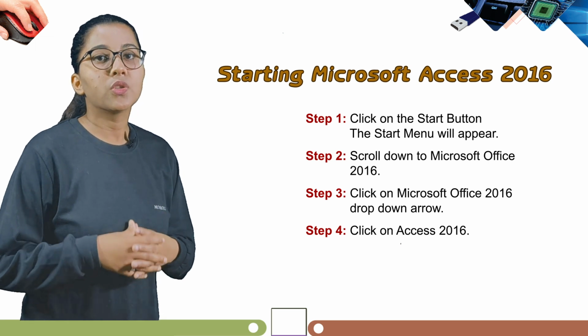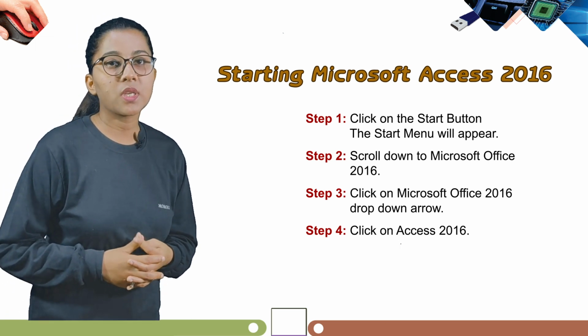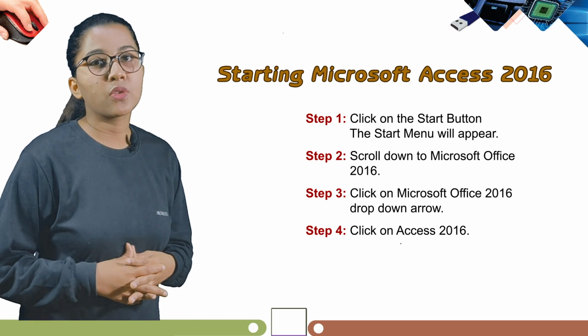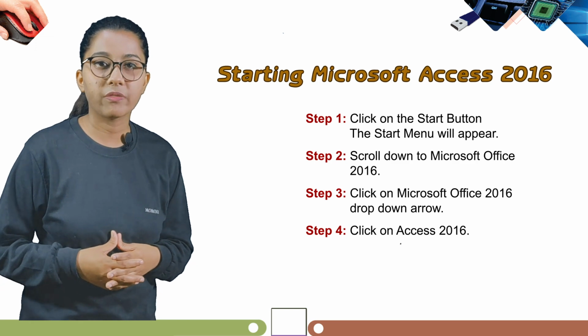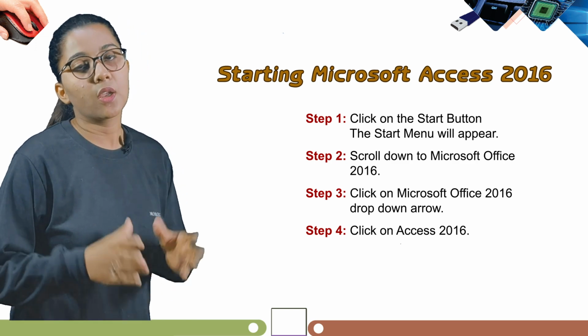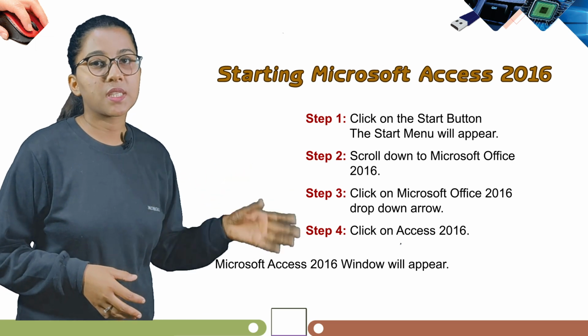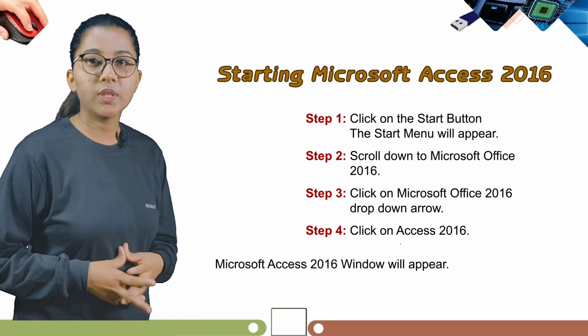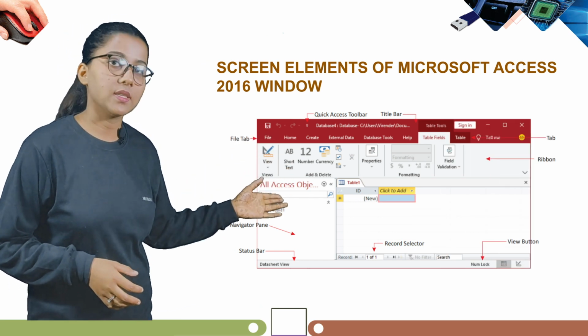Now step 2, scroll down to Microsoft Office 2016. Step 3, click on the Microsoft Office 2016 drop down arrow. Step 4, click on Access 2016. The Microsoft Access 2016 window will appear. So students, here you can see the interface of opening Microsoft Access.